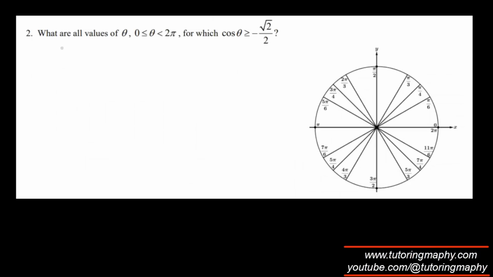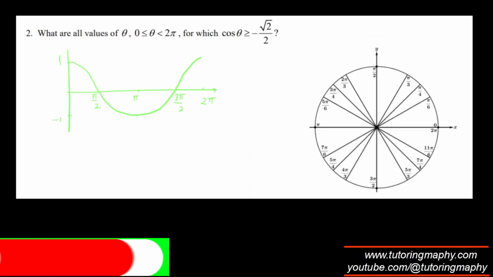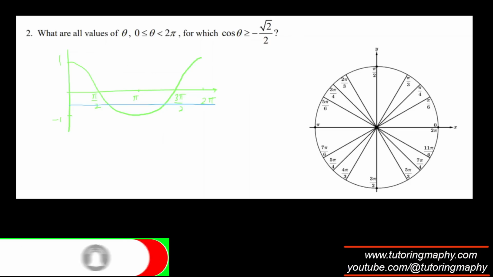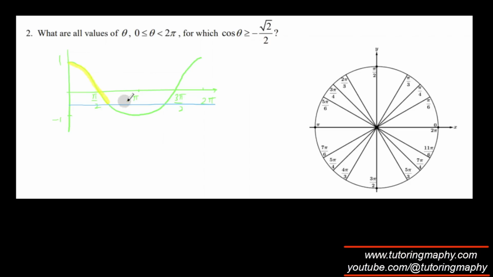Now we have cosine here, so I know that the graph of cosine looks like this. So this is pi over 2, this is pi, this is 3 pi over 2, and this is 2 pi. By the way, I want cosine to be greater than or equal to negative root 2 over 2. So this minimum is negative 1, maximum is 1, and negative root 2 over 2 is probably somewhere over here. So I want it to be above the blue line. So the answer is this and this. And equal to negative root 2 over 2 is also allowed, so it's fine.